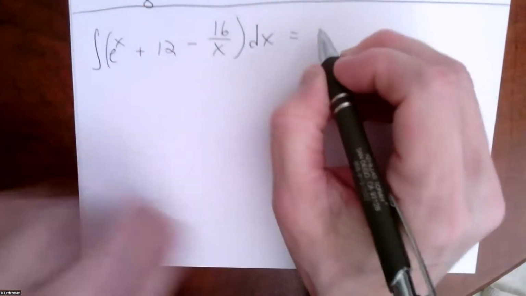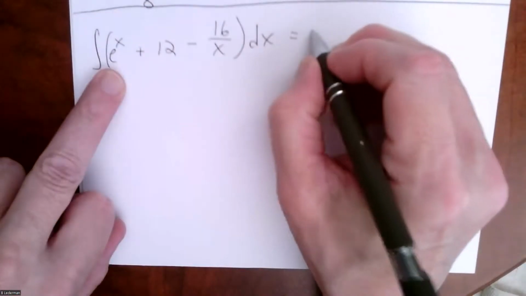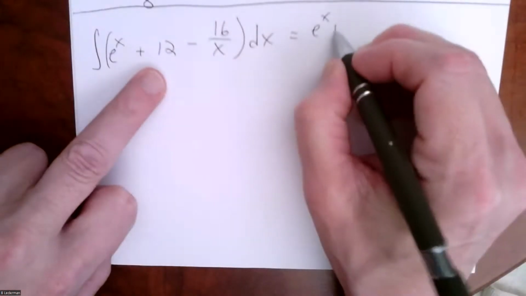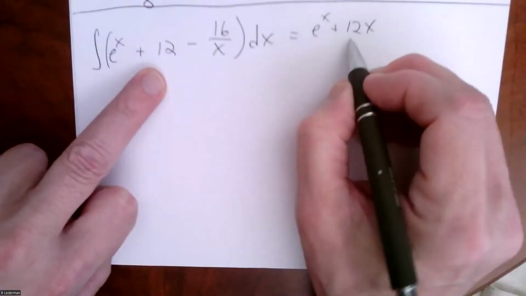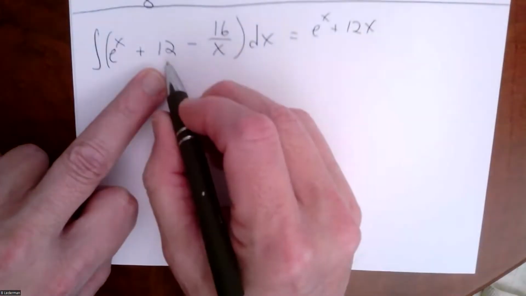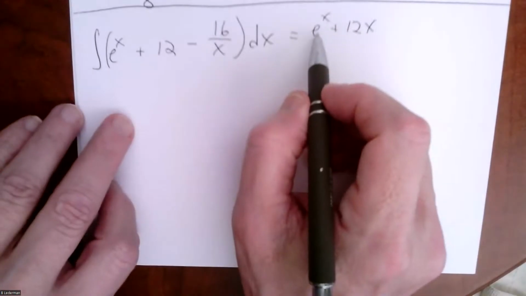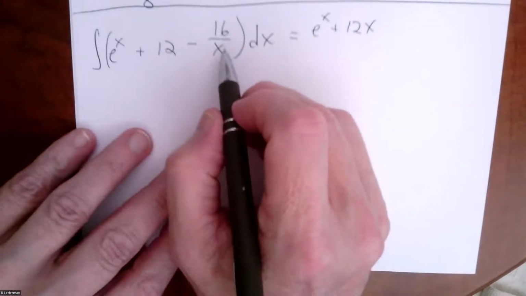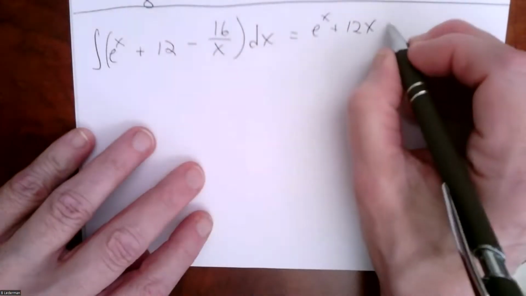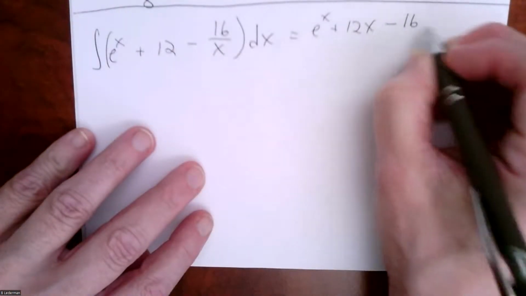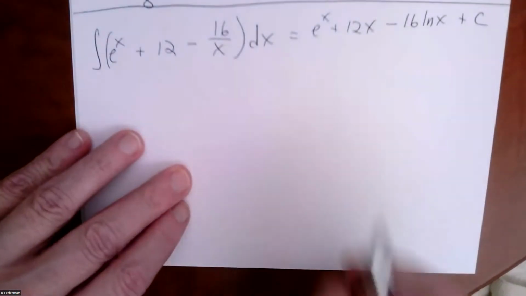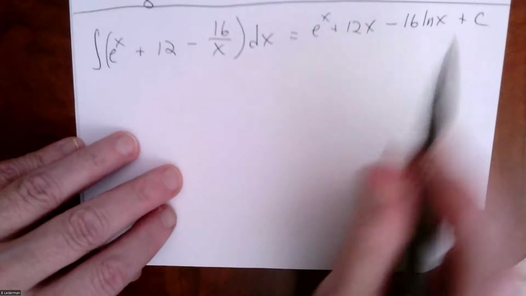It's just going to be the integral of e to the x is e to the x. The integral of 12 is 12x. Why is that? Because the derivative of 12x would just be 12. The derivative of e to the x would just be e to the x. And the integral of 1/x is ln x. So this is just going to be minus 16 ln x. And of course, plus c. And that's really my whole answer. That's it. We're done. That's the entire answer.